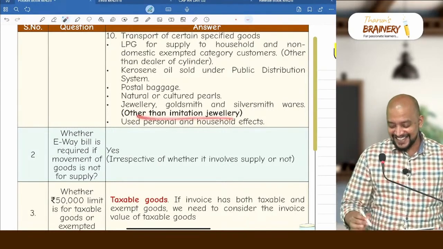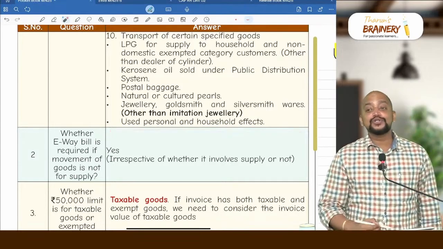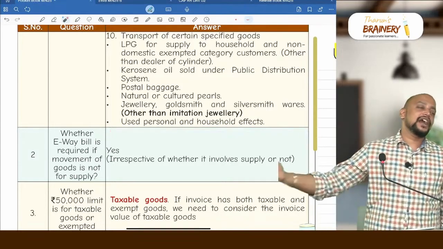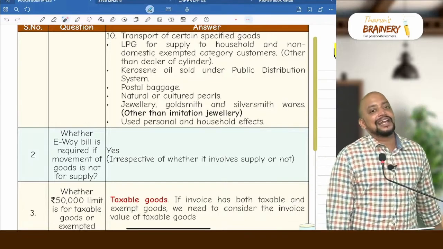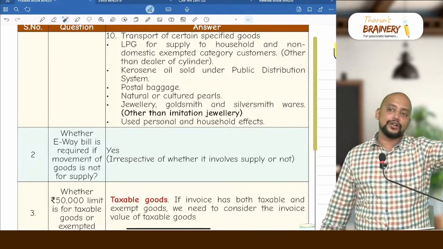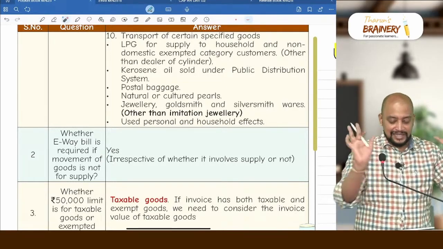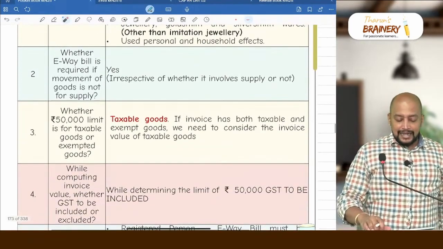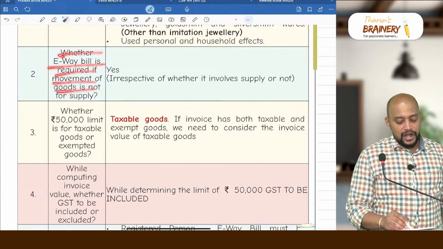So other than imitation jewelry, and used personal and household effects. Like we are relocating our house from one place to another place, we will book a lorry and carry the entire furniture, fixtures and all to another place. Whether that requires any e-way bill? No, that does not require an e-way bill. These are some cases.